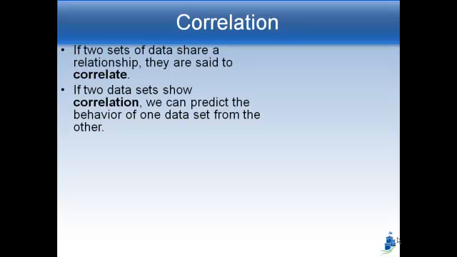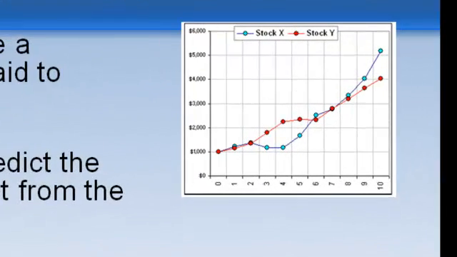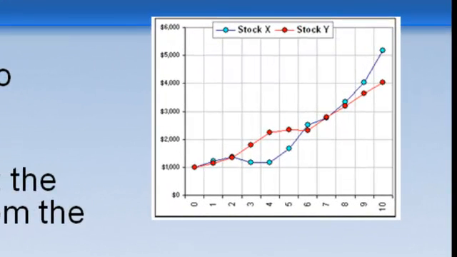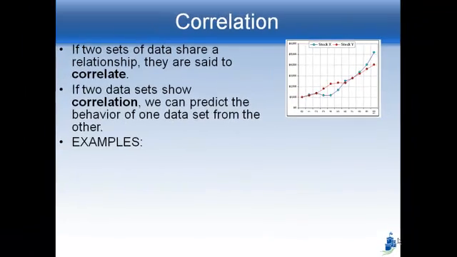If two data sets show correlation, that means that we can predict the behavior of one data set from the other. So for example, here are two graphs, and they're both going up. They're of a stock's value. There's stock X and stock Y, and they're both increasing over time, which is the x-axis in this graph. So we can say that the behaviors of these two stocks are correlated because as one goes up, the other one is also going up. The behavior of one has a relationship to the behavior of the other.